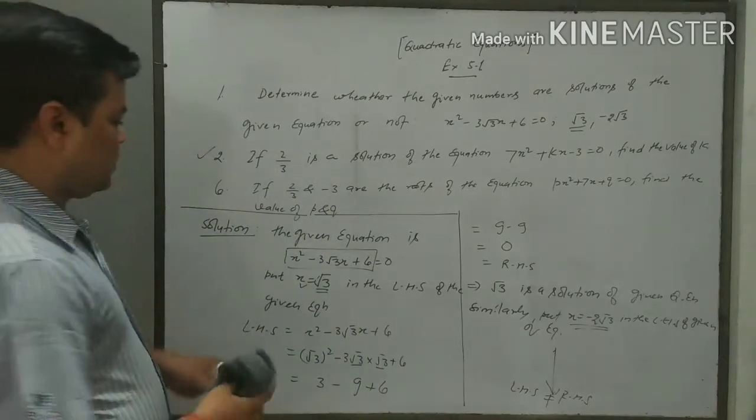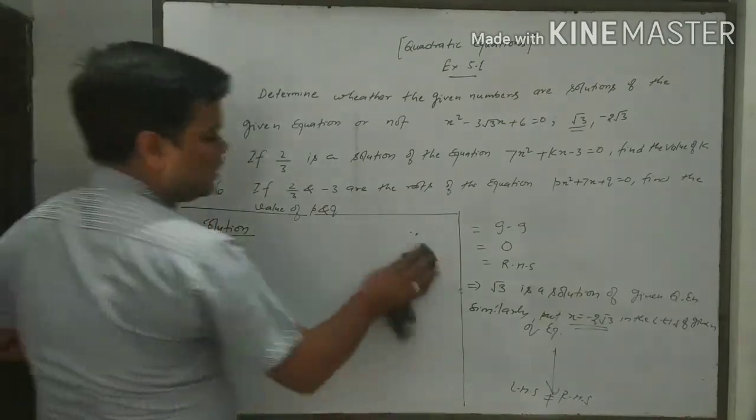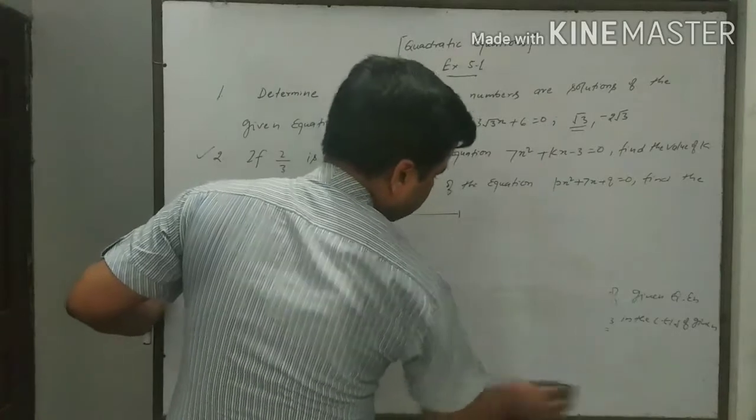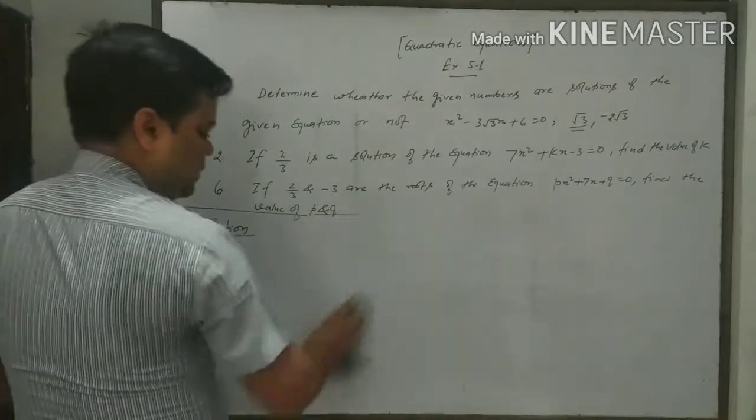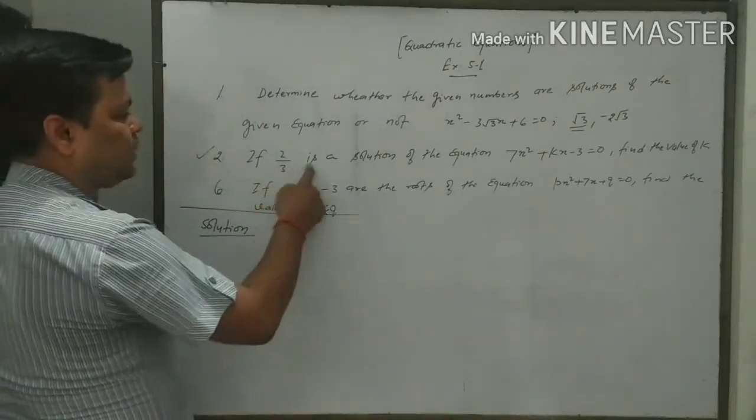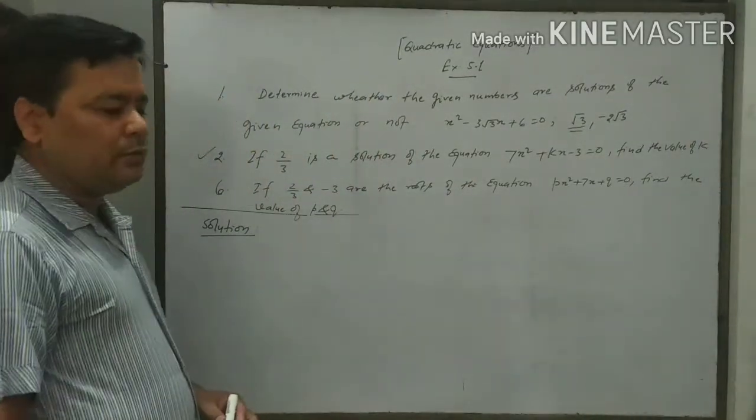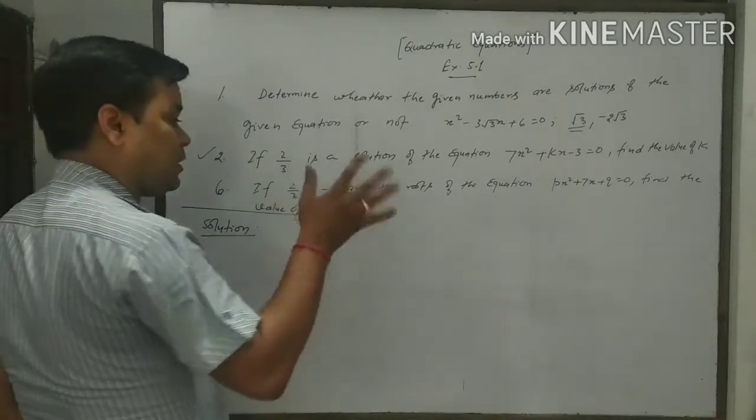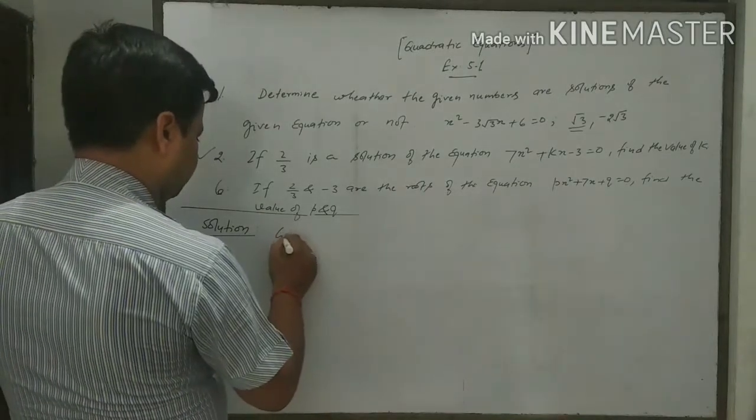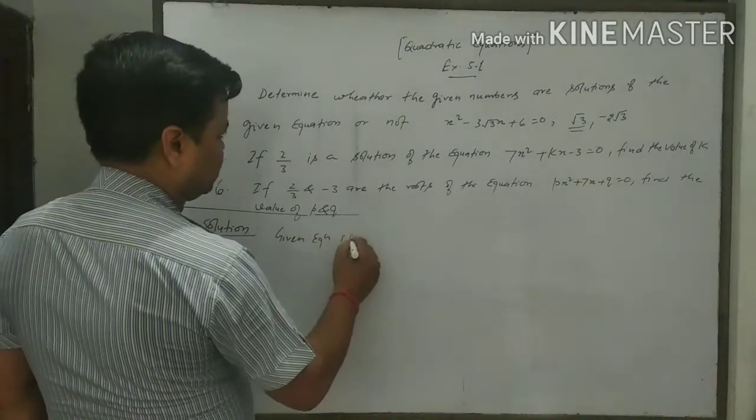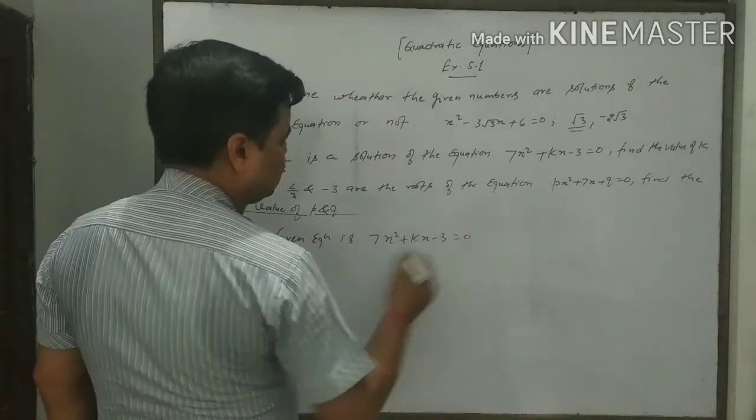So here, how do we solve the second question? The second question is also based on the solution, whatever we are doing here. Here the question is, if 2 by 3 is a solution of this equation, then find the value of k. Okay. It means we are already given that 2 by 3 is a solution of this. So the given equation is 7x square plus kx minus 3 is equal to 0.